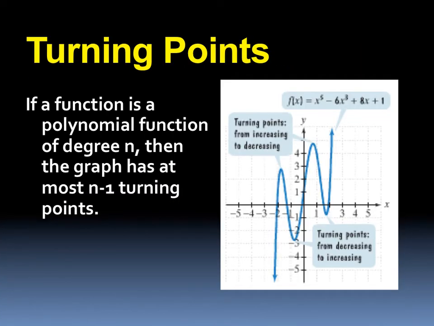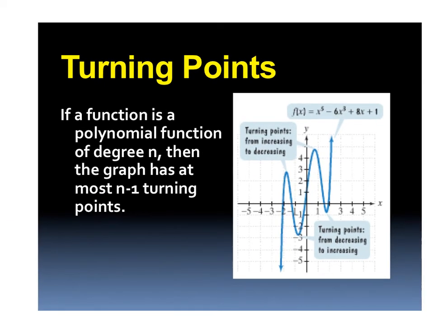Okay, the last thing that we're going to use to graph is turning points. So the number of turning points determines how many times it changes direction on my graph. If a function is a polynomial function of degree n, so again, n, the highest exponent, then the graph has at most n minus 1 turning points.